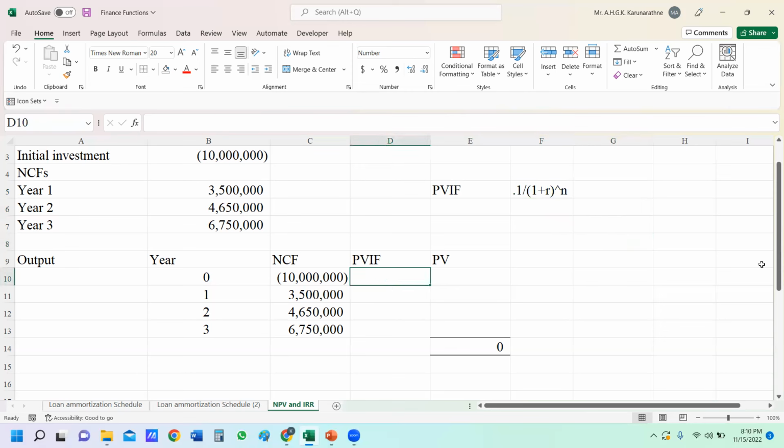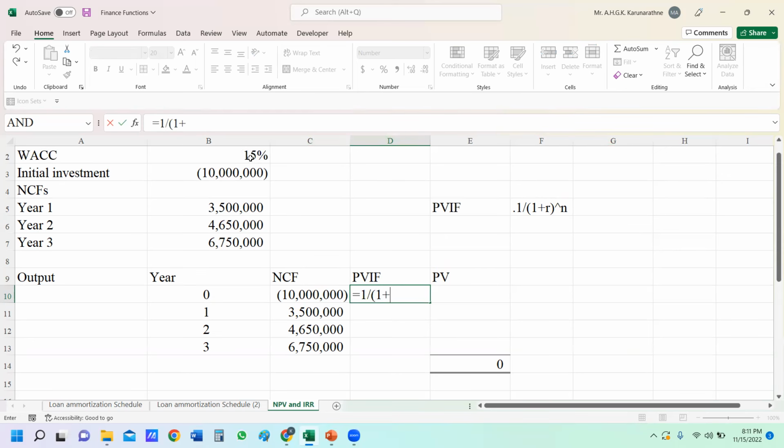Then we'll compute the present value interest factor. This is also called the discount factor. How to compute the present value interest factor? It is equal to 1 divided by 1 plus R. R is given here. R is the cost of capital.